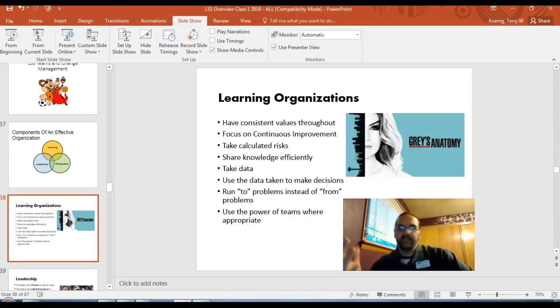Learning organizations. I'm going to take some pride in this picture. If you watch Grey's, it's a teaching hospital, right? So a learning organization has consistent values throughout. They focus on continuous improvement, take some calculated risks, share knowledge efficiently, take some data, make some decisions, run to the problems instead of from the problems, and use the power of teams where appropriate. If you watch Grey's, hopefully you hear it like I do. If you don't, I apologize.